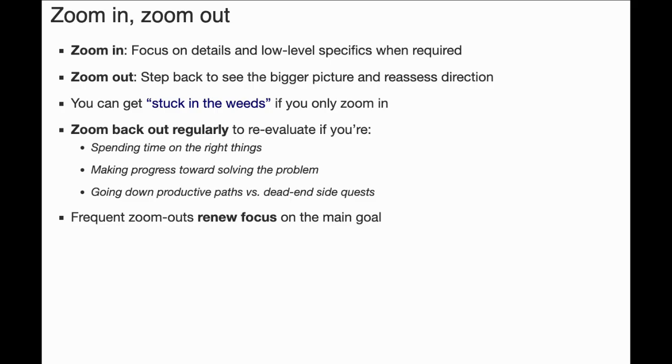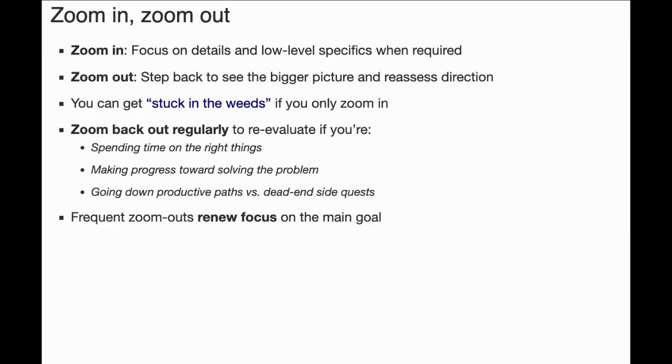Zoom in, zoom out. These terms are borrowed from photography, but they're perfect for troubleshooting. Zoom in means diving deep into specific details, reading individual log lines, checking specific configuration values, tracing exact code paths. Zoom out means stepping back to see the bigger picture, overall system health, business impact, whether you're even working on the right problem. You can get stuck in the weeds if you only zoom in, and you get so focused on one tree that you miss the forest burning down.